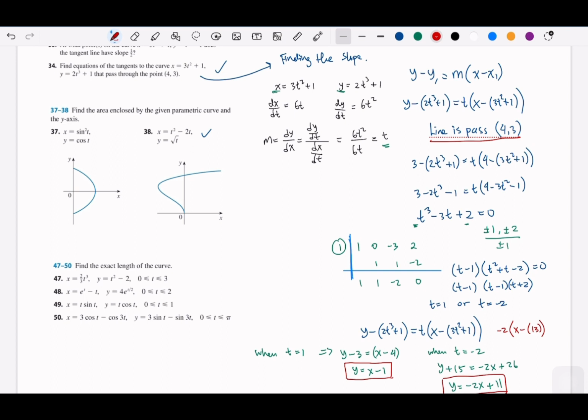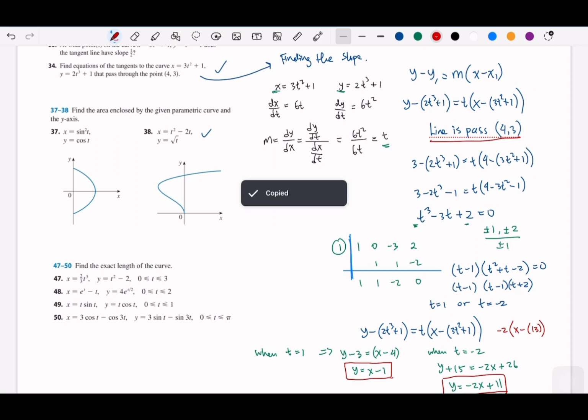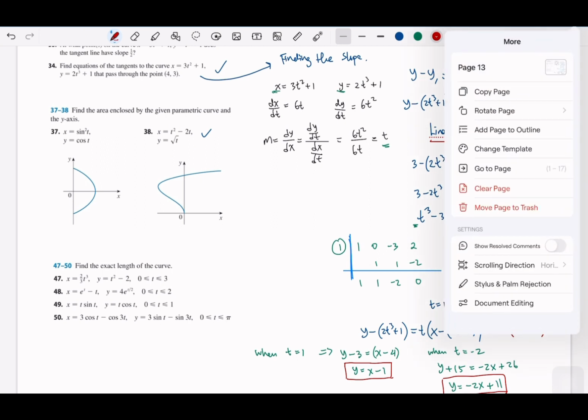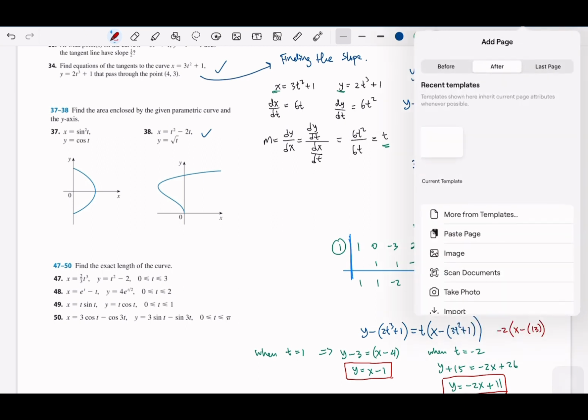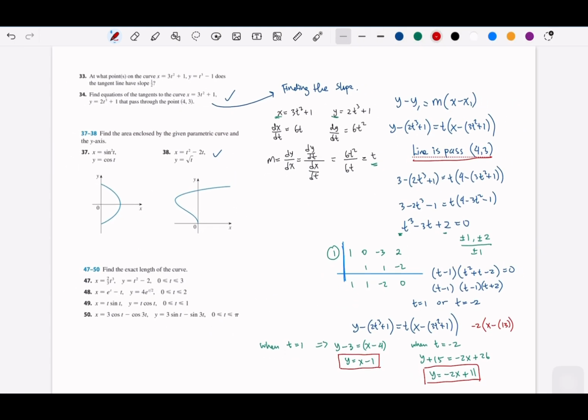Okay, let me copy this page first. Let me duplicate this. Same thing, and then I will erase the right part.